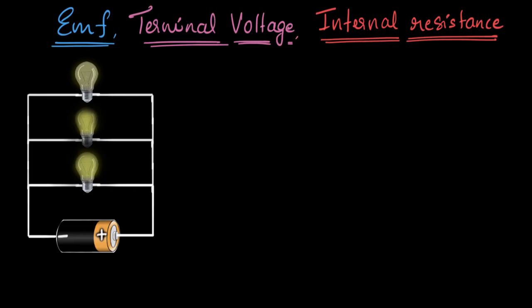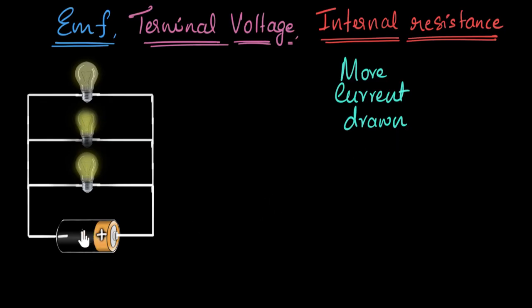As I start attaching more bulbs, I hope you agree that more current starts getting drawn from the battery. Does that make sense? Because every bulb will start drawing current. So the thing that's happening as I attach more bulbs in parallel is that more current gets drawn from the battery. Let me write that down over here.